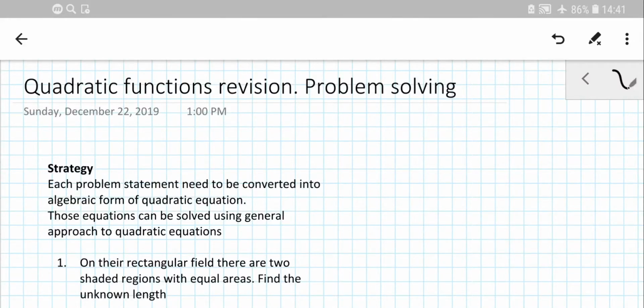Quadratic functions revision right now. That's about problem solving. Some problems need you to set up quadratic equations. Maybe first it will be a fractional one, so definitely not linear, and in this way you need to reduce it to quadratic functions or quadratic equations. So that's all about that.